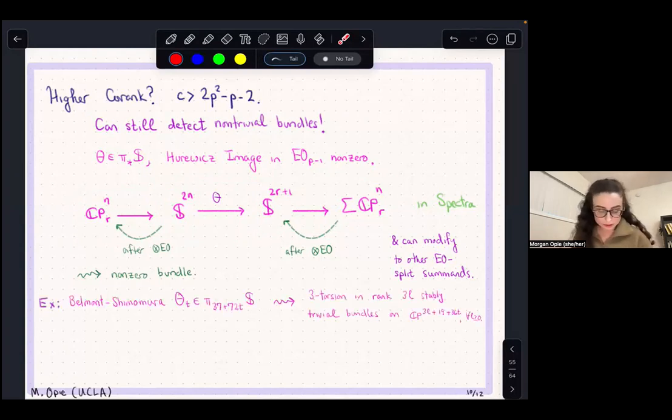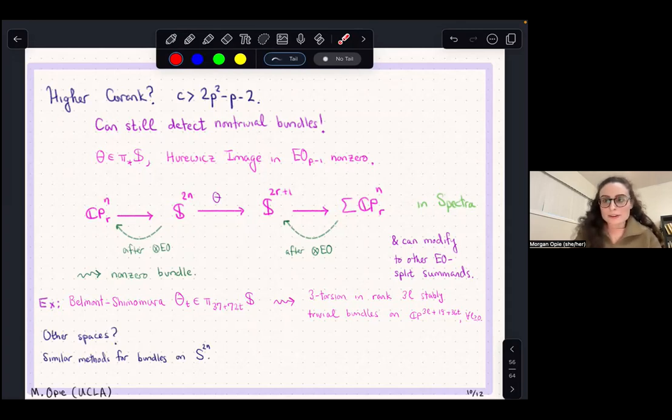So, for example, there's a result of Belmont and Shimomura. You have these elements which we'll all call theta T in some stable homotopy groups of spheres. And this is an infinite family, which has non-zero Hurewicz image in TMF, therefore also in EO2 at the prime 3. And this gives us infinite families, actually doubly infinite, because you have both the infinitude here, and also you have this periodicity. So this gives us non-trivial rank 3L stably trivial bundles on this space for all L greater than or equal to 0, and also for all T where their theorem applies. I think that's T greater than or equal to 0, but it might be greater than or equal to 1 or something. No, probably 0 is fine too.